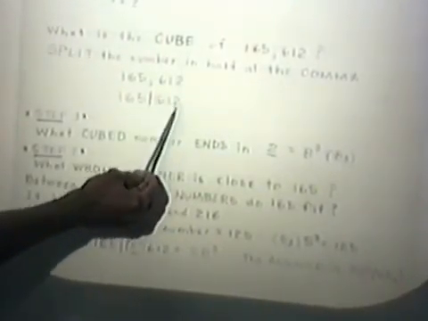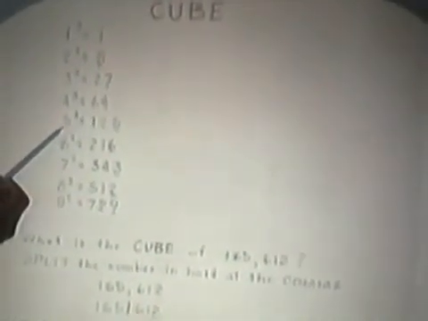Of the 612, you got to look up here at your cubes and find out which one of these numbers ends in 2. Is it 5 cubed, 6 cubed, 7 cubed, or 8 cubed? It's 8 cubed. It ends in 2. So we know right away from this number, 612 ending in 2, that 8 is part of our answer.